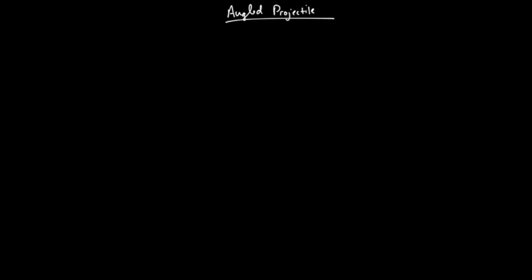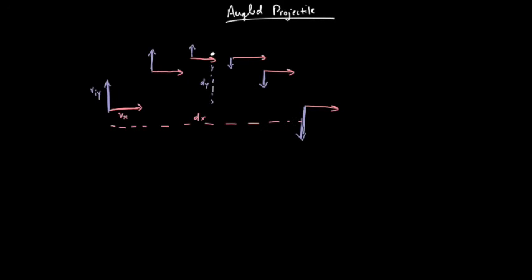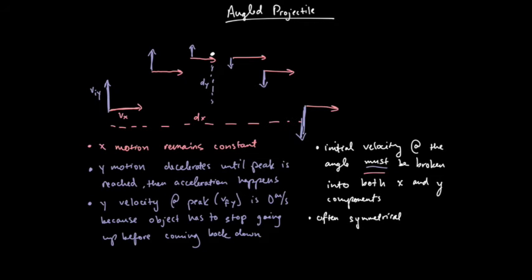Okay, now we're going to go on to angled projectiles. And look here, we have our diagram. Alright, much like the other scenario, the x motion remains constant while the y motion replicates an object being thrown upward and accelerating back down once it reaches the peak. So it starts to decelerate until the peak is reached, and then acceleration happens on the way back down. The velocity at the peak is 0 meters per second vertically only.